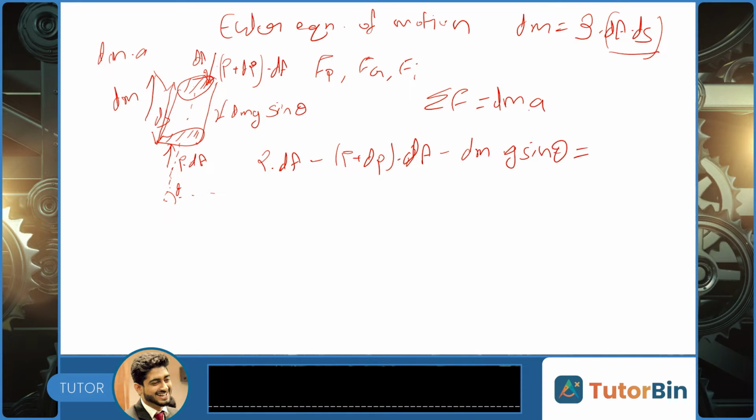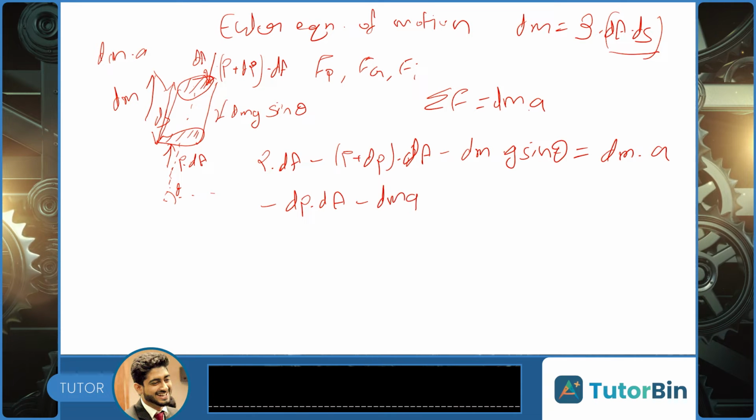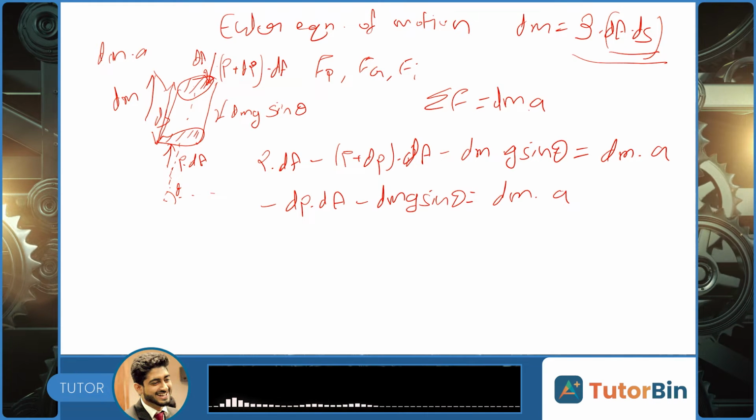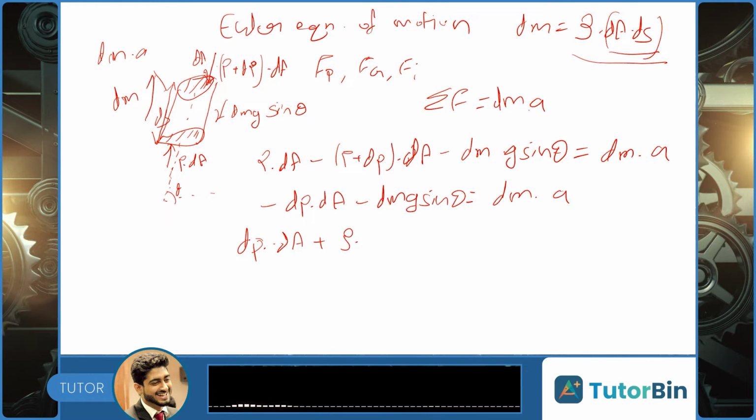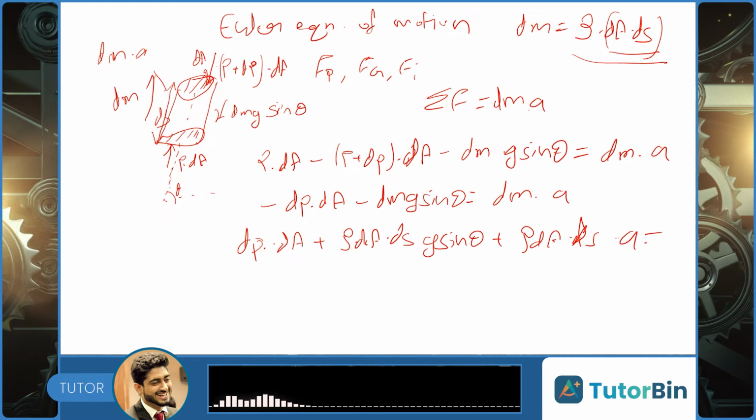that is equal to dm times acceleration. This P dA and P dA will cancel out, and we will be left with minus dP dA minus dm g sine theta equals dm times a. Now we can put the value of dm from this, and we can take these two terms on the right side. It will become dP dA plus dm, that is rho dA ds, g sine theta plus rho dA ds times a equals 0.